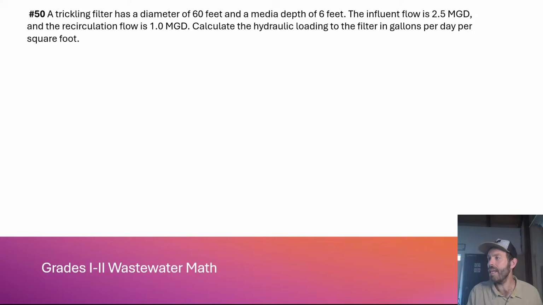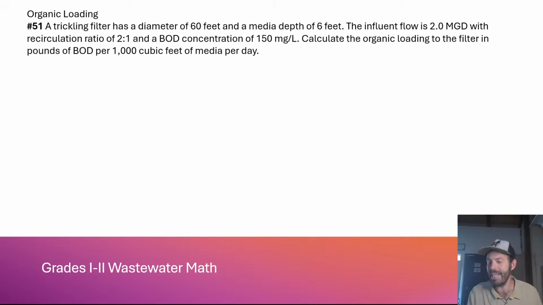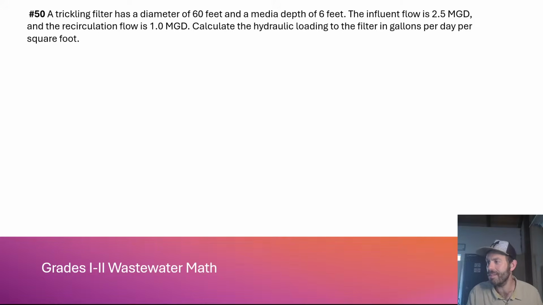So first things first, we need to get gallons per day, don't we? So we have 2.5 mgd and 1 mgd. We use the recirculation flow in hydraulic loading. I did it again. I was getting so good about cycling back to my pen when I came back to the slideshow. You use the recirculation flow in hydraulic loading. So we're going to say 2.5 plus 1 is 3.5. Some really ground-shattering math here.